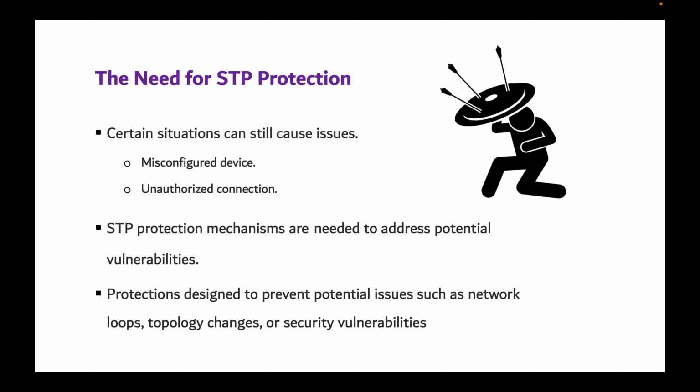So these protections are designed to prevent potential issues such as network loops, topology changes, or security vulnerabilities that could disrupt network operations. With that, there are a few STP protection mechanisms such as BPDU guard, root guard, loop guard, and BPDU filter. We'll discuss BPDU guard and BPDU filter in this session, and the remaining two will be discussed in the next session.